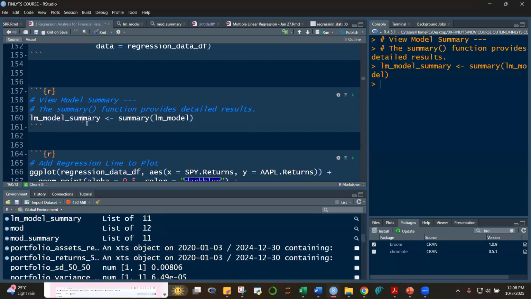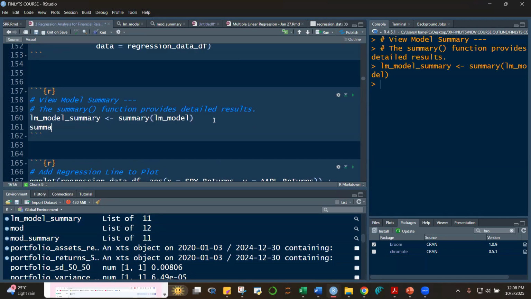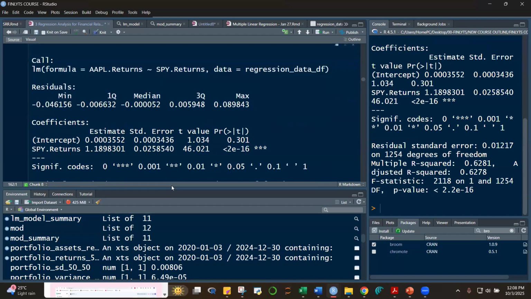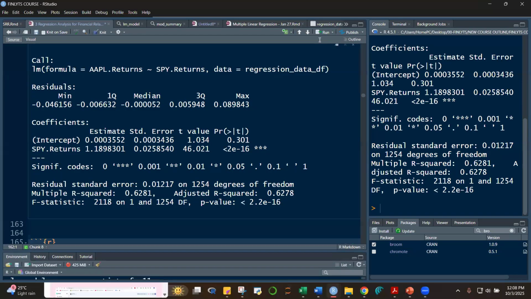And then you were able to create an LM summary model, which is also a list class. And then let's run here summary of LM model. Let's just run that, and then you can find this output. Okay, once again, chat please, class, if you got the summary of the LM model. Okay, good, thank you.